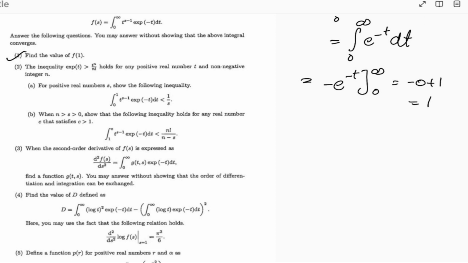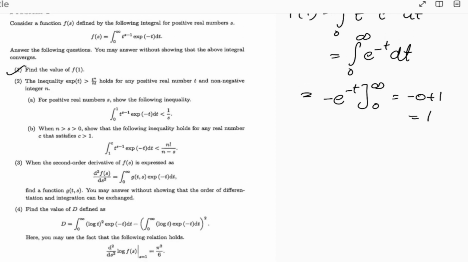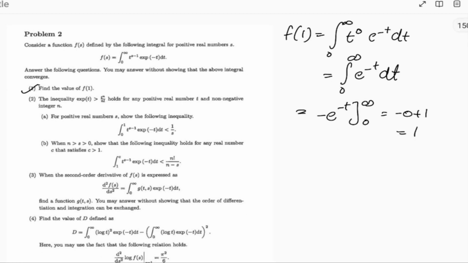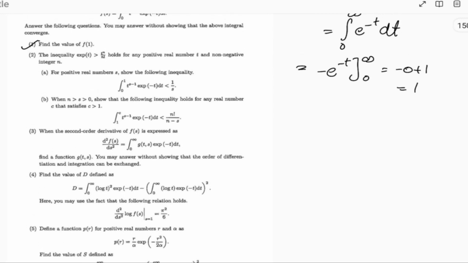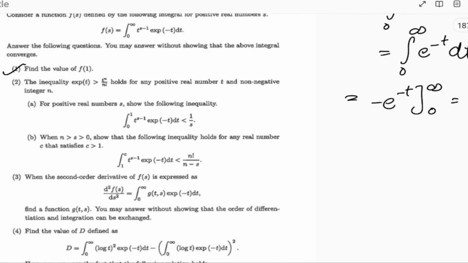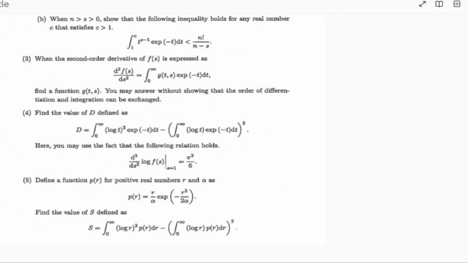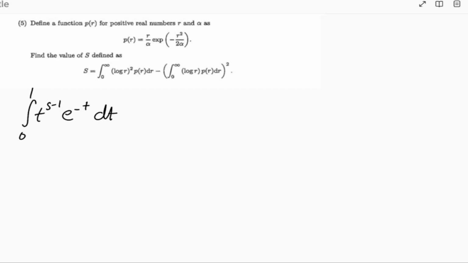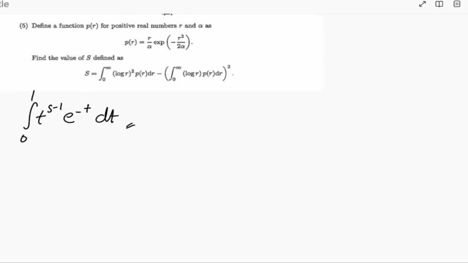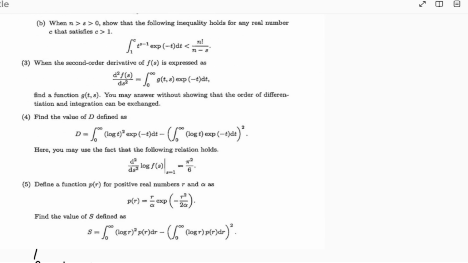The second part says the inequality e^t is greater than t^n over n factorial holds for any positive real number t and non-negative integer n. Then I have to prove the following inequality. This inequality they gave is the integral from 0 to 1 of t^(s-1) e^(-t) dt, and I have to compare it to something so that the integral is less than 1 over s.